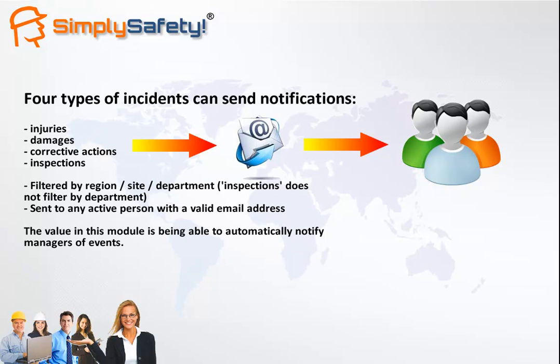This module is intended to send quick incident notifications to managers. Four types of incidents can send notifications: injuries, damages, corrective actions, and inspections. These items are filtered by region, site, and department, although inspections does not filter by department. They can be sent to any active person with a valid email address. The value in this module is being able to automatically notify managers of events.